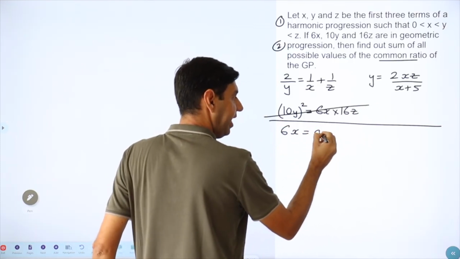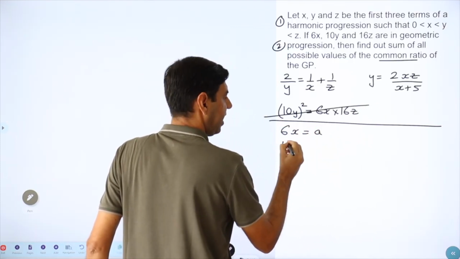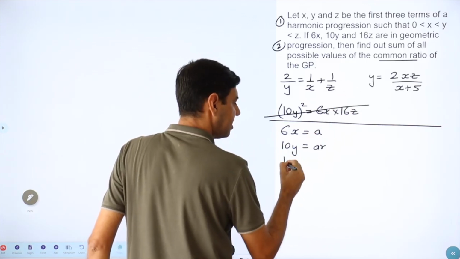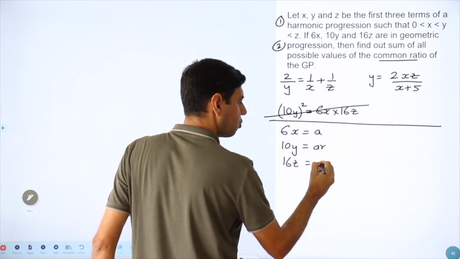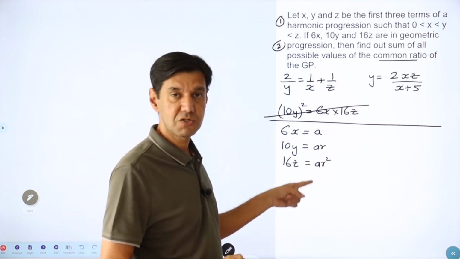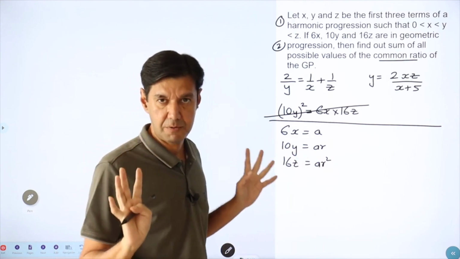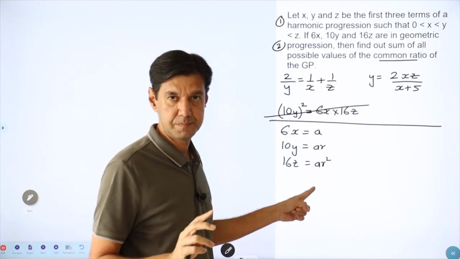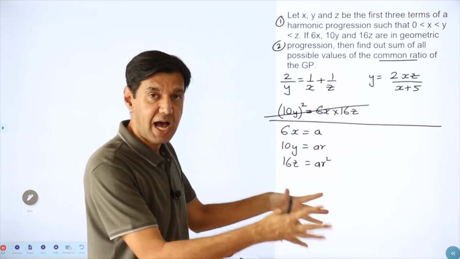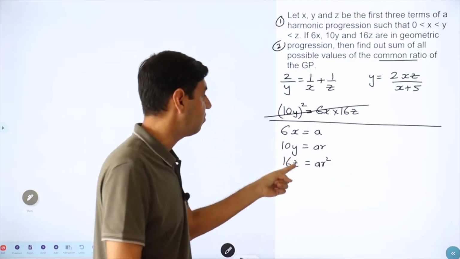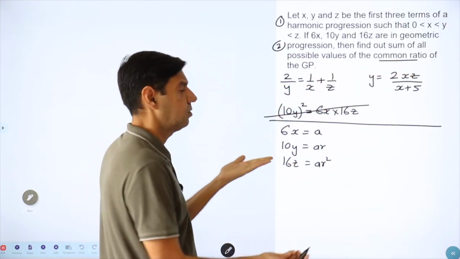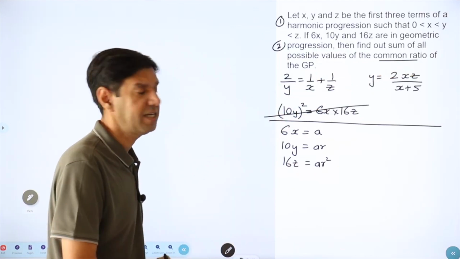Let this be A. The second term 10y is AR and the third term 16z is AR square. So what this does is change from 3 variables x, y, z to just 2 variables of a geometric progression, A and R. And R has also come into the picture. And the moment I see this, the answer ahead is very clear, right? X, Y, Z in terms of A, R, and then plug it in over here. So this is how problem solving is built up.